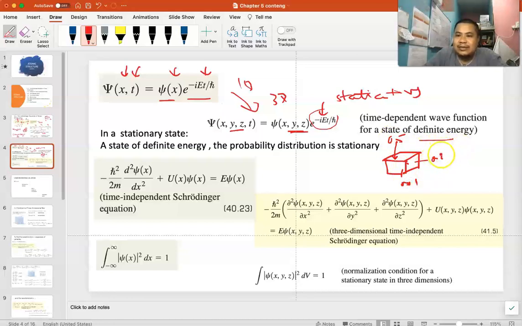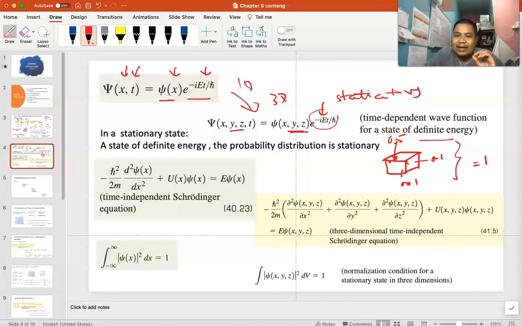Normalization condition menghendaki supaya semua probability ni akan bersamaan dengan 1. Dan dia mesti sama dengan 1 selalu. Cuma stationary ni maksudnya sepanjang masa probability untuk menemui zarah pada kedudukan ialah 0.5 sahaja. Maknanya tidak berubah probability ni. Maknanya 50% chance to get the particle here.